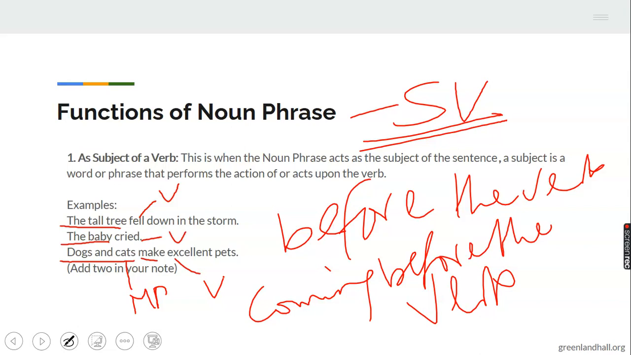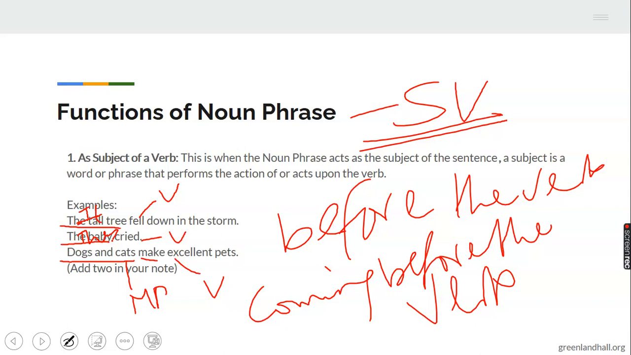I said you can replace a noun phrase with a pronoun. I can tell you, it fell, the tree. It fell. I can tell you they cried. I can tell you they make excellent pets. Note this about noun phrases: you can replace them with a pronoun. And when your noun phrase is working as SV, the noun phrase must come before the verb.